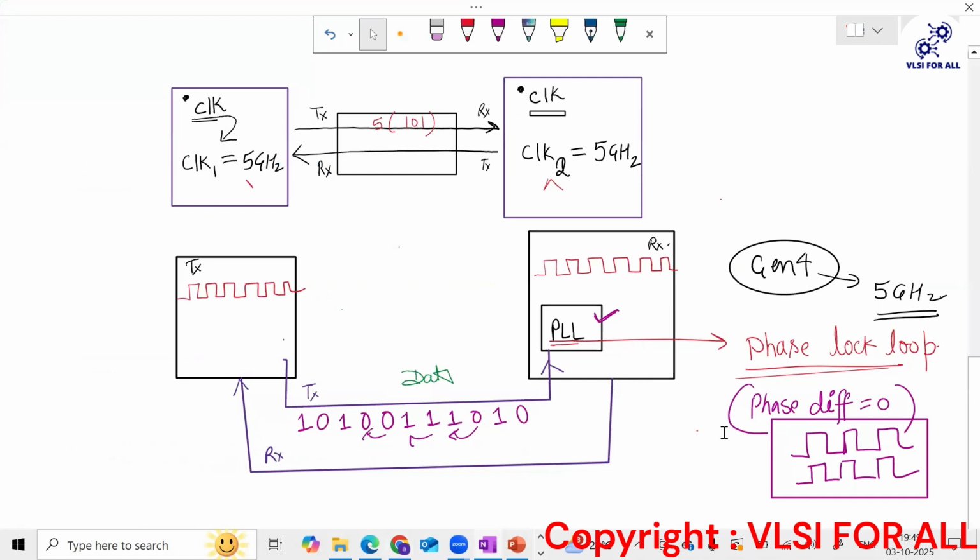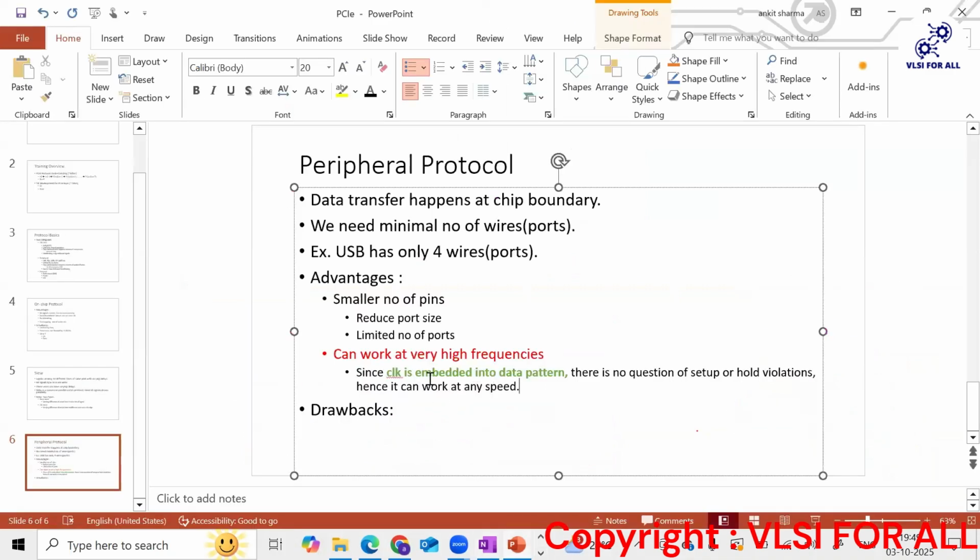And what will be helpful to this PLL? Only the data pattern. So what is the hint for the PLL to get phase difference zero? That is nothing but the data pattern. So that's why I kept this word here: the clock is embedded into the data pattern. अब कितना भी तेज आप डेटा भेज लीजिए, okay, because the clock phase itself will be taken from that data pattern only, so you can send data at any frequency. Okay, so that is one thing.